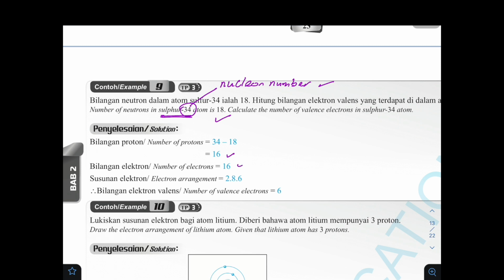So, number of electron is 16 because this is the atom. So, it is neutral. When neutral, the proton number is equal to the number of electron. So, electron arrangement is 2.8.6. So, number of valence electron is 6.